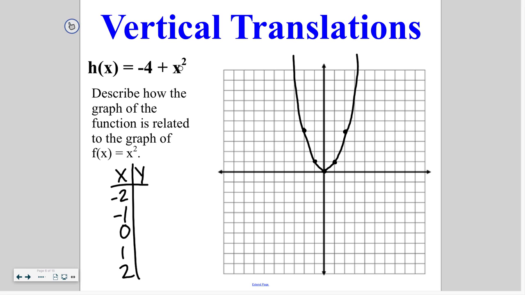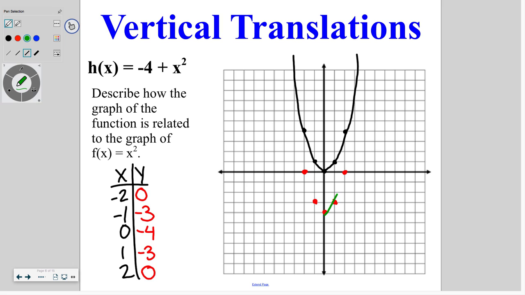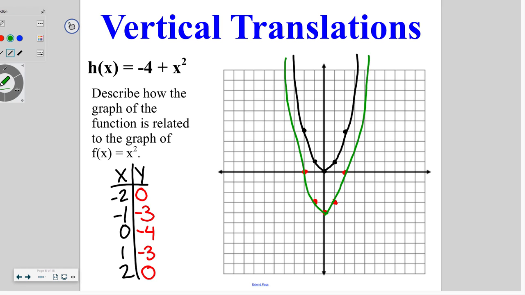Plugging that in, -2 squared is 4. -4 plus 4 gives me 0. -1 squared is 1. -4 plus 1 is -3. 0 squared is 0, minus 4 is -4, 1 squared is 1, plus -4 is -3, and 2 squared is 4, plus -4 is 0. So when I draw this transformation, I end up at (-2, 0), (-1, -3), (0, -4), (1, -3), and (2, 0). As you can see, all of the points on the graph have simply moved down from where they started. So I still have my parabola shape. Each of the points have just moved down 4 from the parent function. That's what the -4 meant, moving down 4.